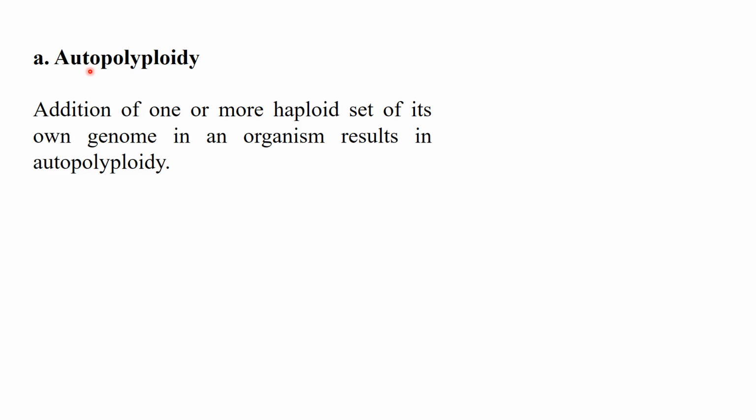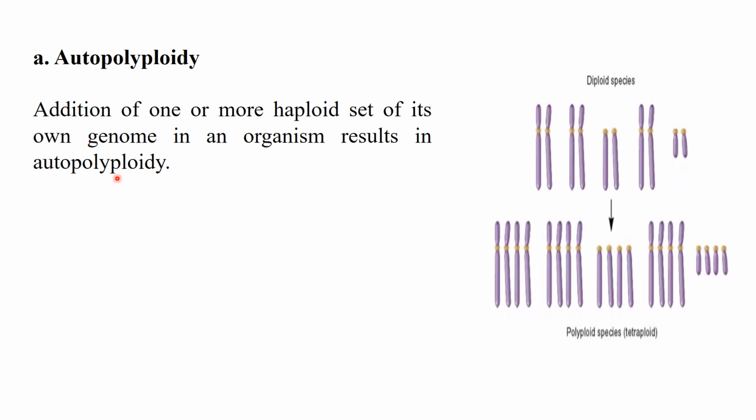Autopolyploids are derived from within a single species. The chromosomes and the polyploid condition are derived from the single species. The condition is called autopolyploidy. Addition of one or more haploid sets of its own genome in an organism results in autopolyploidy. A diploid species in a single organism, when the cell produces tetraploid, or four sets of chromosomes, in its own organism.